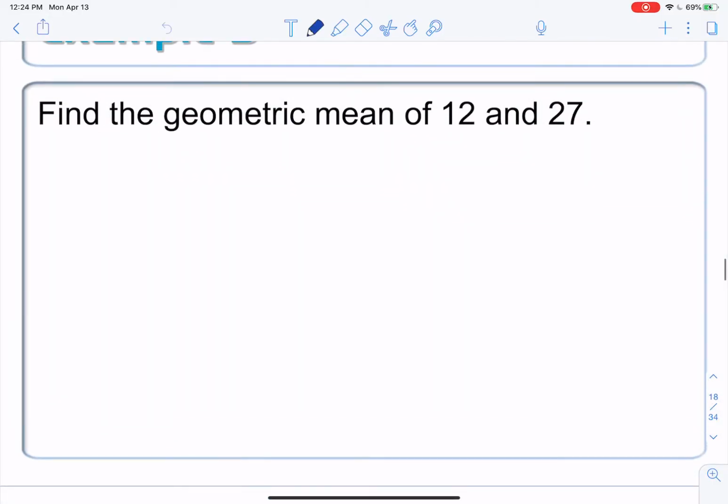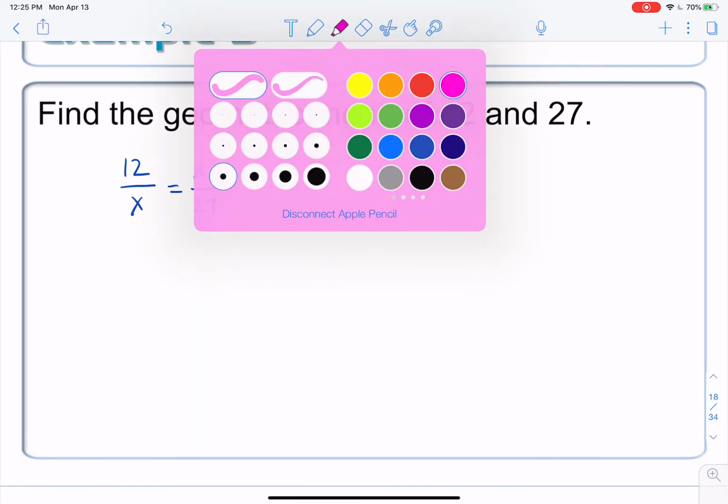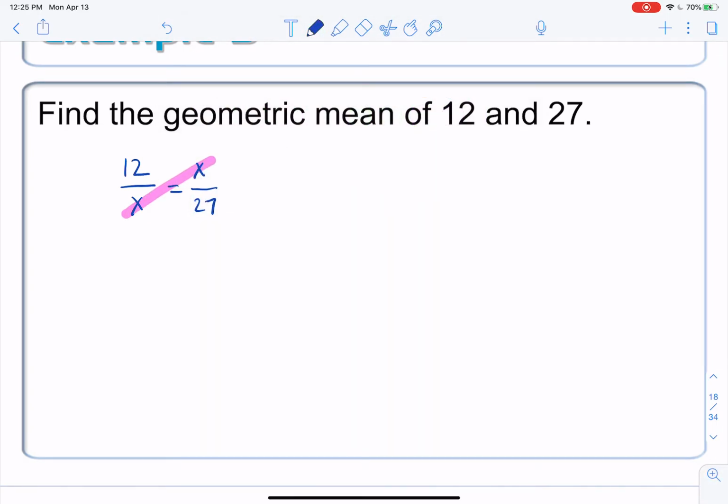All right, find the geometric mean of 12 and 27, and I'm going to start this by writing myself a proportion. I'll start with the first one. 12 over x is equal to that same number x over 27. And again, whenever I go to solve this, the x number, whatever this x number is, that's the geometric mean between 12 and 27. So I'm going to cross multiply here, and I get x squared is equal to, and then on our other cross product, I get 12 times 27.